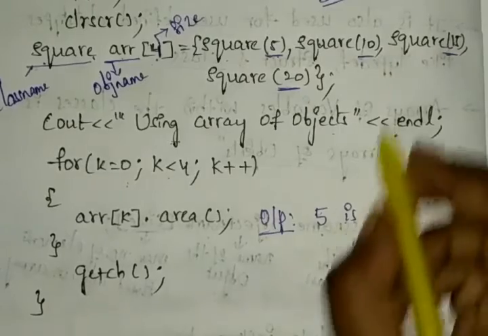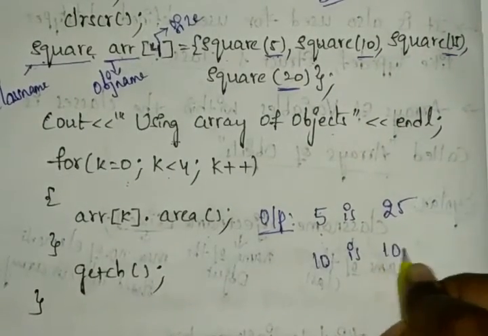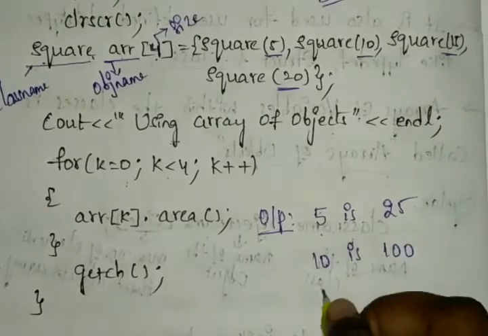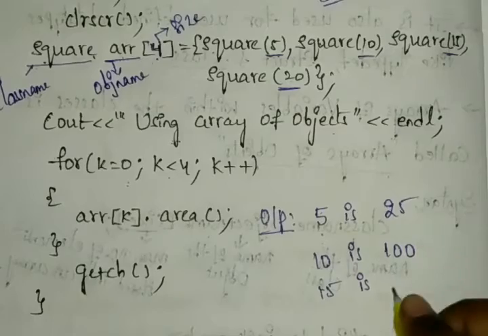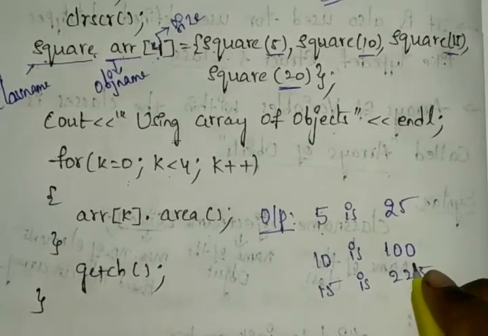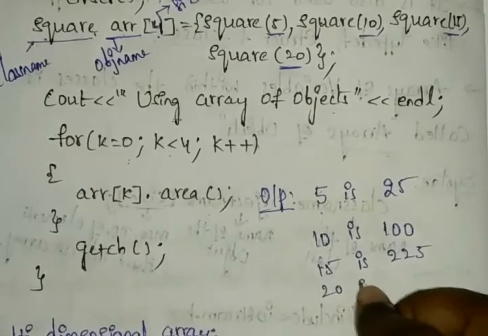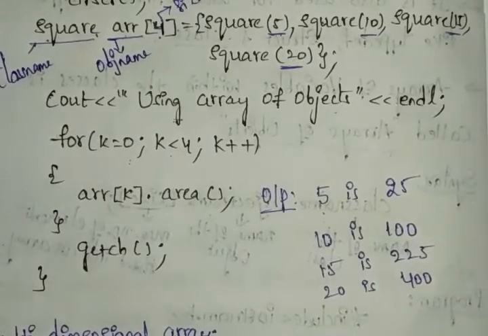And next here you have 10. 10 into 10 you will get 100. And next here we have 15. 15 is converted into 15 into 15, that is 225. And next here we have 20. The 20 becomes 20 into 20, that is 400. Like this you will get the values.